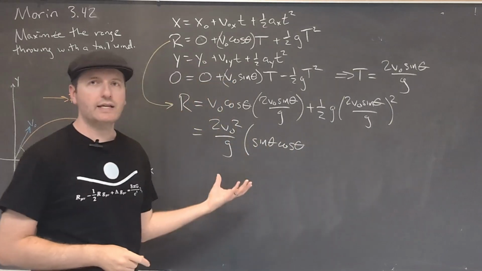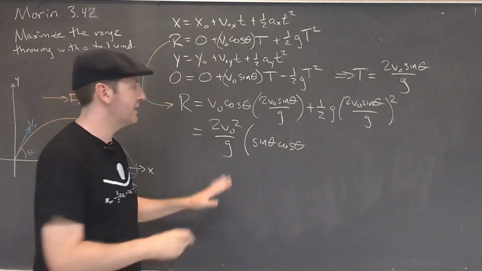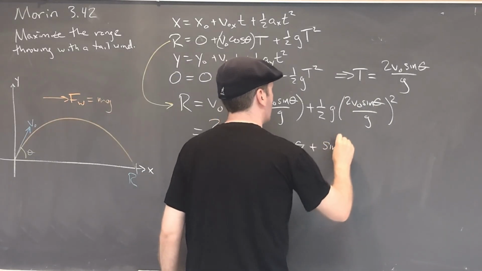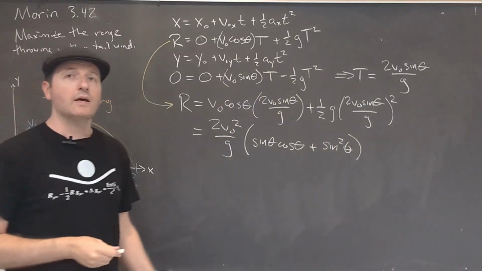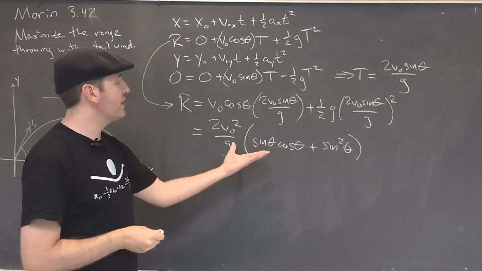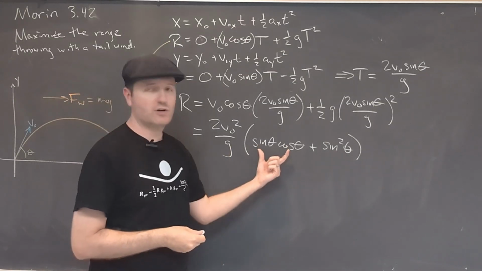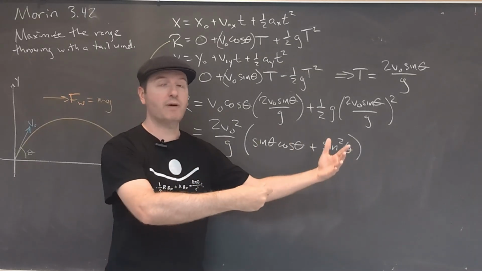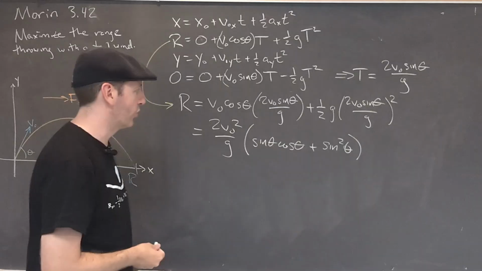I'm not going to use any double angle formulas here. Let's leave it as is. And then we'll also have a sine squared theta. Okay, so this is our range formula generically now. The first term was the original. This second piece is what comes from the additional range given by the wind blowing you forward.